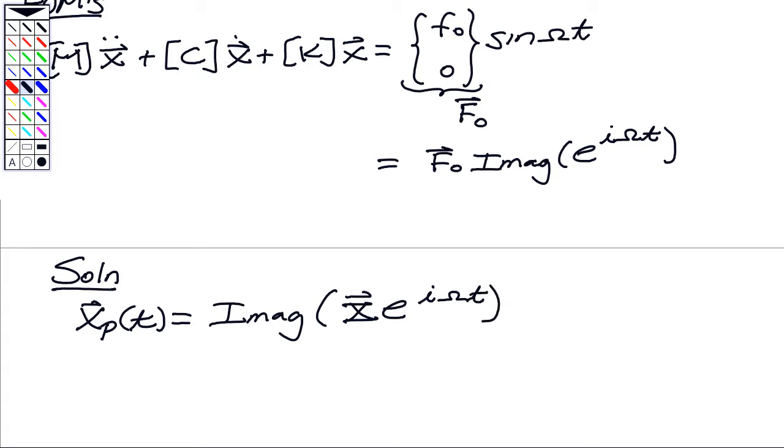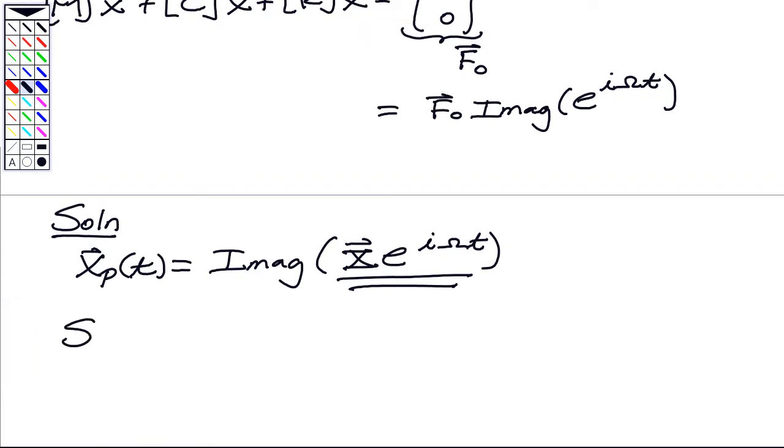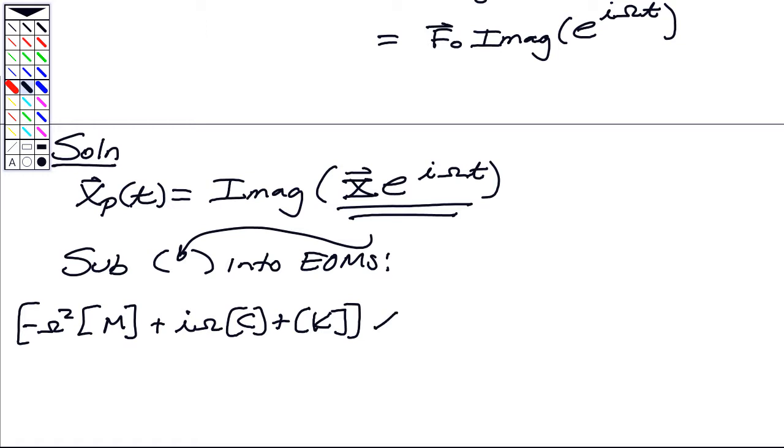The way we find X is we substitute this back into our equations of motion. That becomes the quantity M with a minus omega squared in front, plus i times omega times C, plus K, times X, equal to F naught.